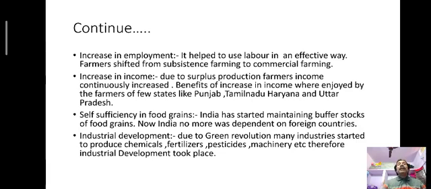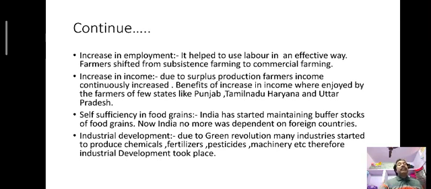Now come to the self-sufficiency in food grains. We have already discussed, India has started maintaining buffer stocks of food grains. Now India was no more dependent on foreign countries, and there was no shortage of food materials.